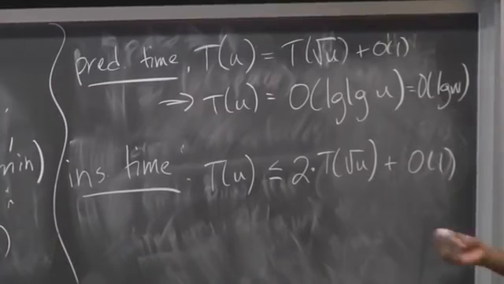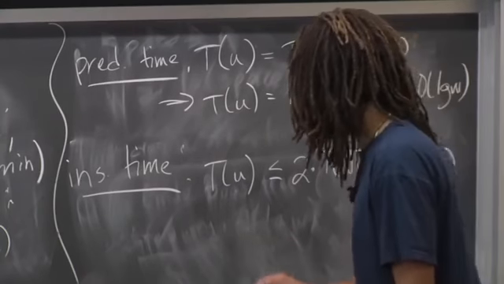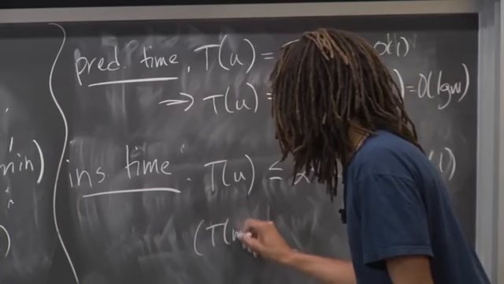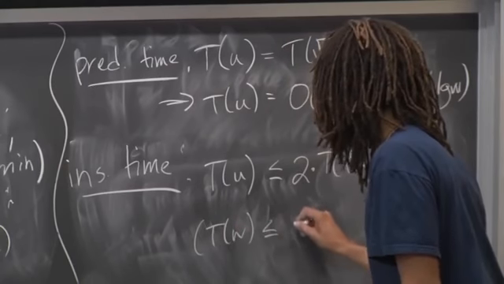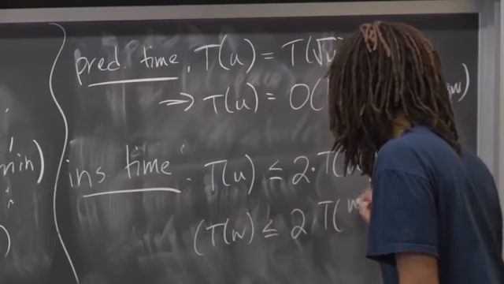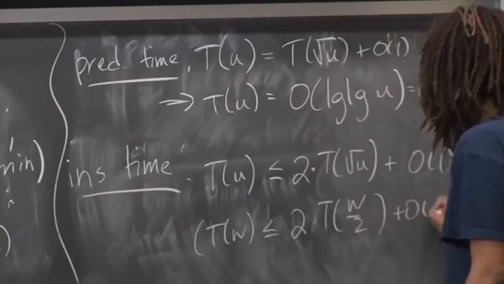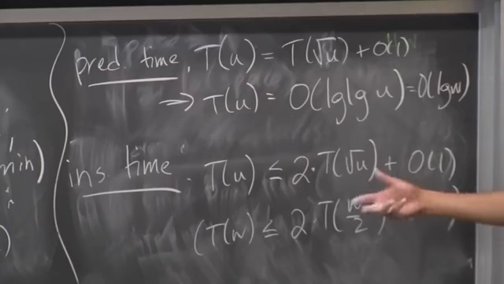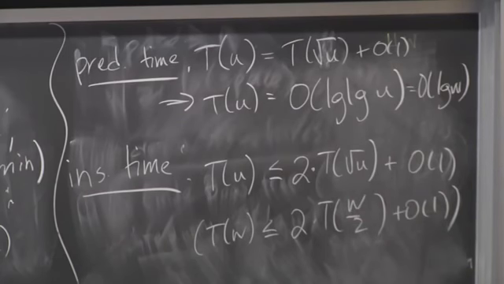So another way of thinking about this, maybe this will make it more obvious, is that T(w) is at most 2 times T(w/2) plus O(1), right? If we're saying that u gets square rooted, that's like saying w got cut in 2. So what does this resolve to?